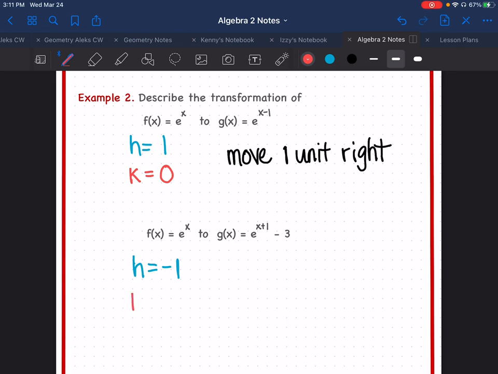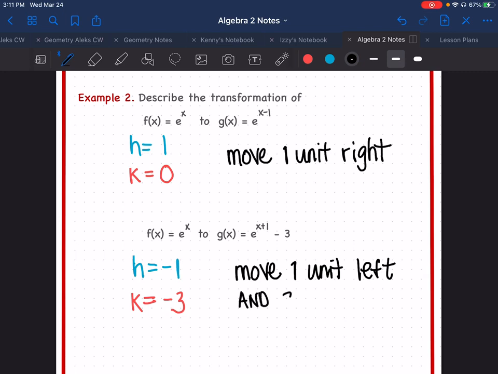And K, this time there is a K, and I'm going to get it right this time. K is right here, -3. Remember, K does not try to deceive you. If it looks like -3, it is -3. All right, so my graph here, I'm going to move it 1 unit left this time because I have a negative, and 3 units down because it's negative.